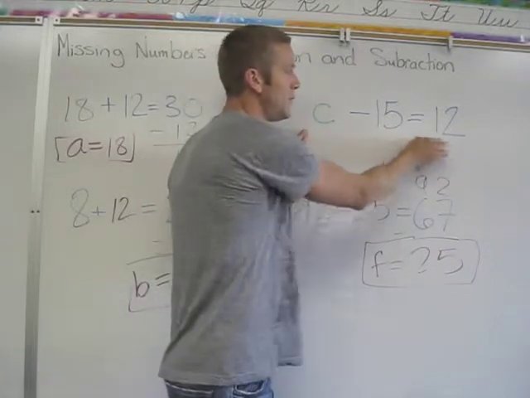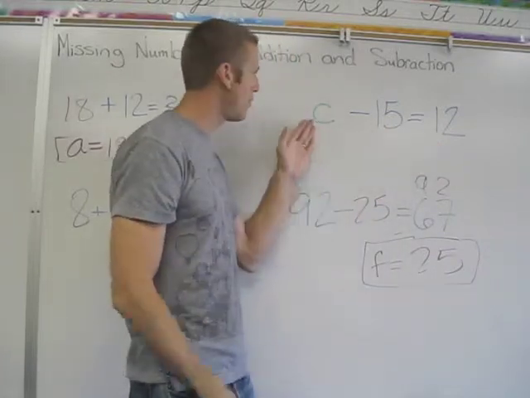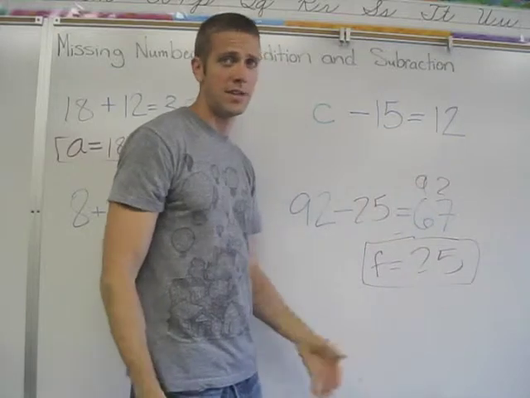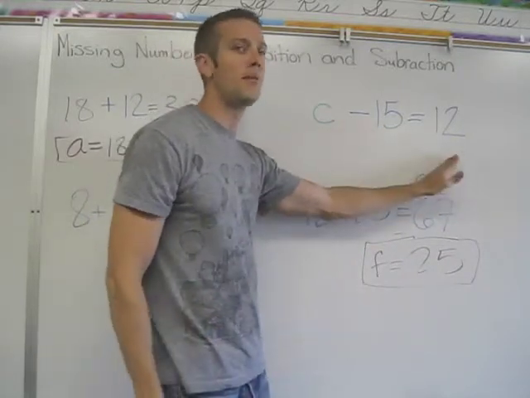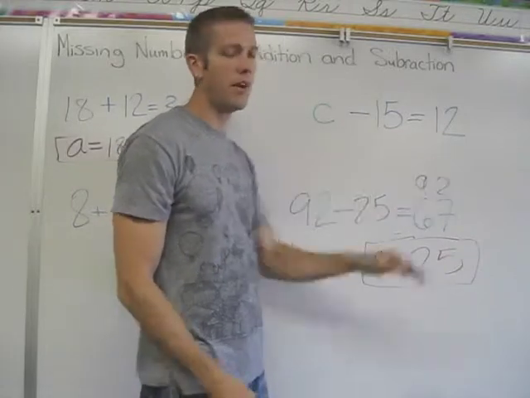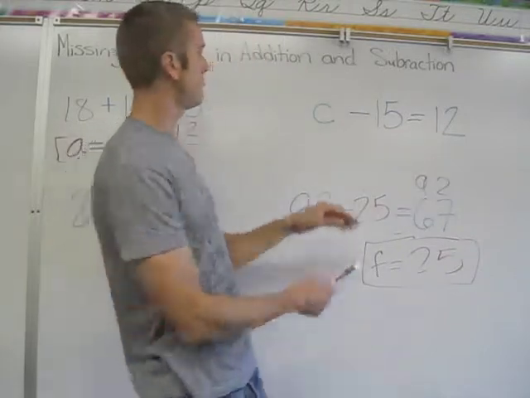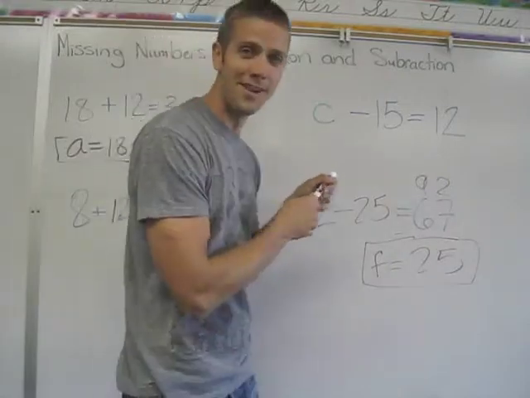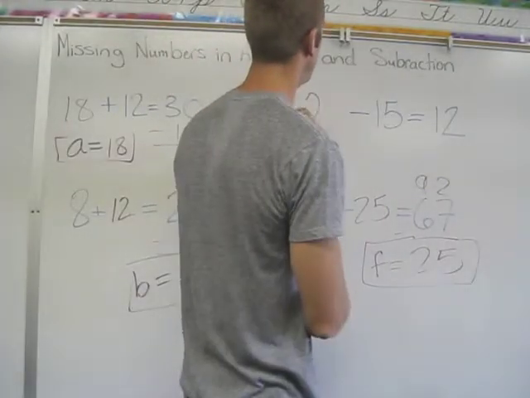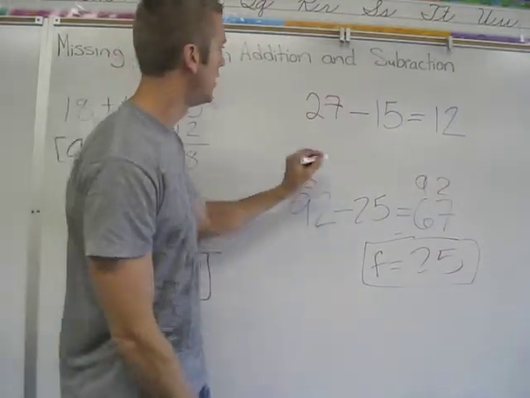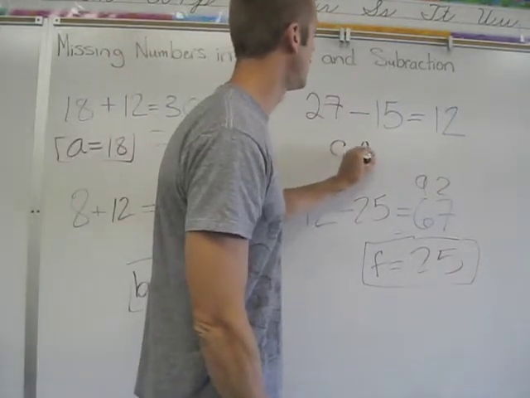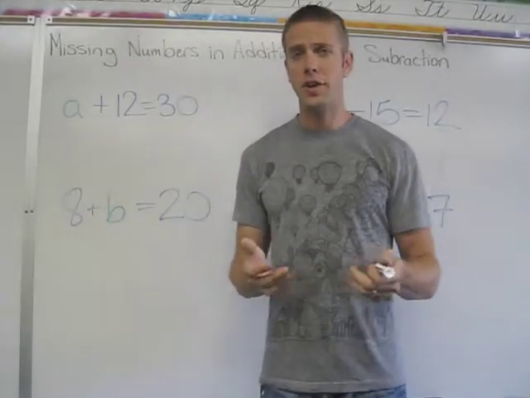If you subtracted these two, you would get 3. Can you do 3 minus 15? Not unless you want to go into negative numbers, right? It doesn't work. So you want to add these two numbers. So 15 plus 12 would equal 27. So 27 minus 15 equals 12. So C equals 27.